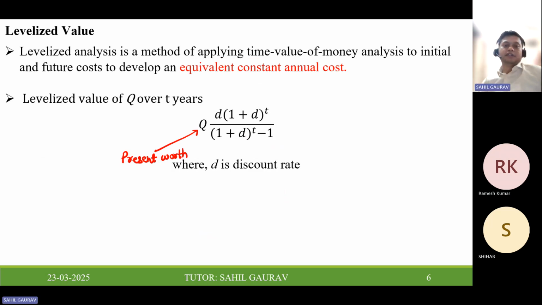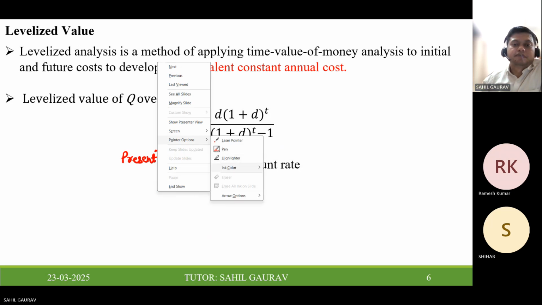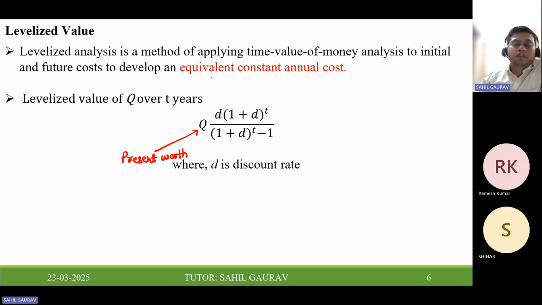Now we have another term, that is levelized value. Levelized analysis is a method of applying time value of money analysis to initial and future cost to develop equivalent constant annual cost. So this is important. If you have equivalent constant annual cost, then what should be the amount of money at some stage, at some year, after a year of time, or at present.